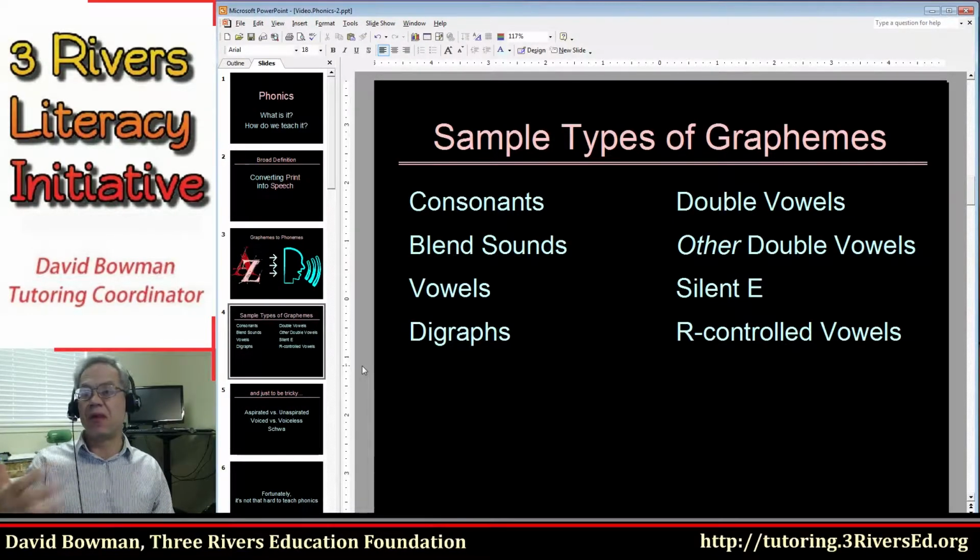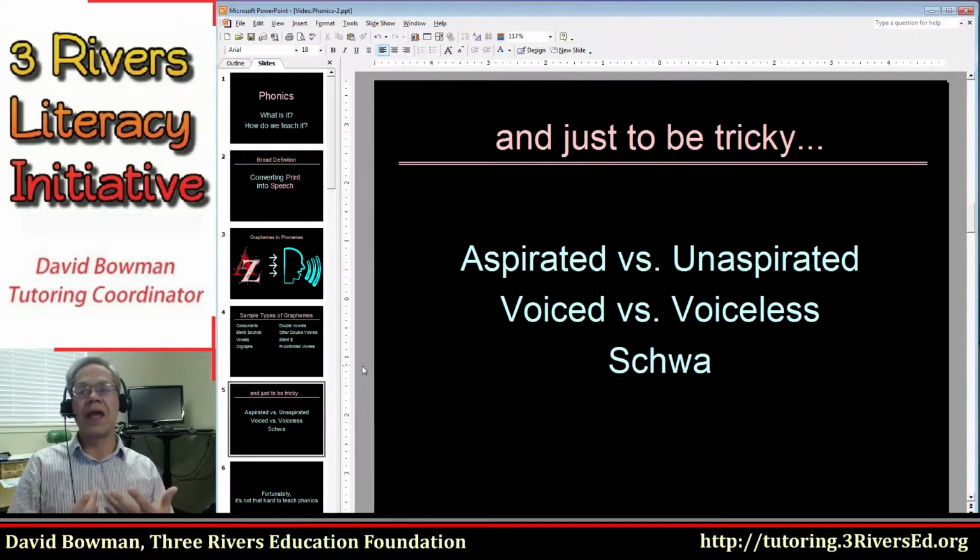And to be even a bit more complicated, we have to deal with aspirated and non-aspirated sounds, those that create a little puff of air and those that don't. We have to deal with voiced and voiceless sounds, those that make the vocal cords vibrate and those that don't. And then, of course, we have that crazy schwa, the sound that any unaccented vowel produces in a word. So there's a lot that has to happen. It's a fairly sophisticated mental process, as you can see, of turning print into speech.